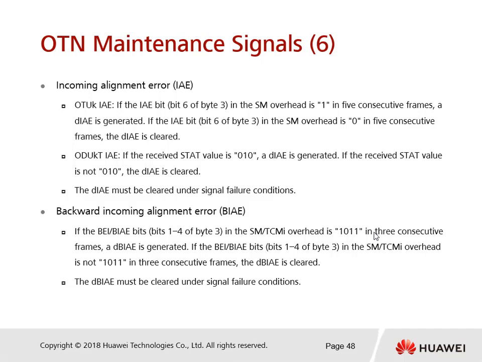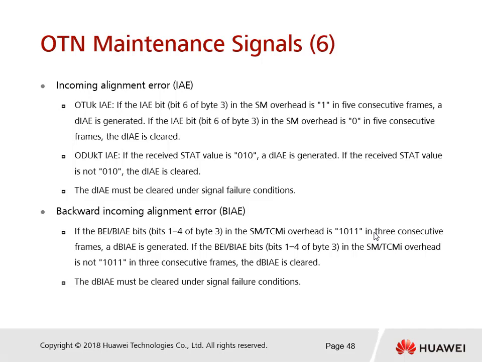And for the BIAE, if the BIAE bits in the SM or TCMi overhead are 1011 in 3 continuous frames, a DBIAE is generated. If the BIAE bits in the SM or TCMi overhead are not 1011, then the DBIAE is cleared. The same, the DBIAE must be cleared under signal failure conditions.